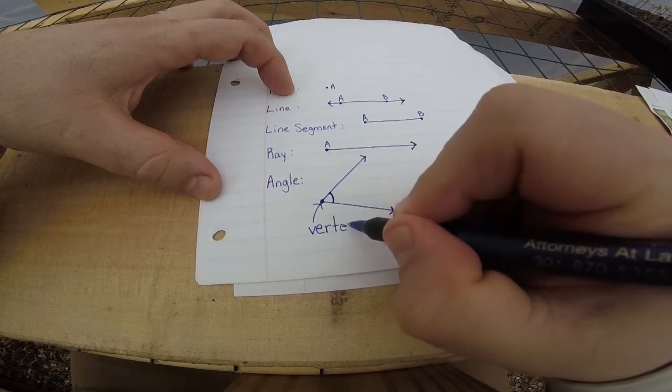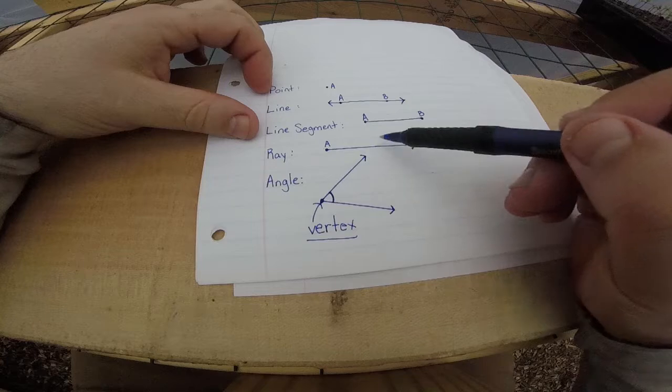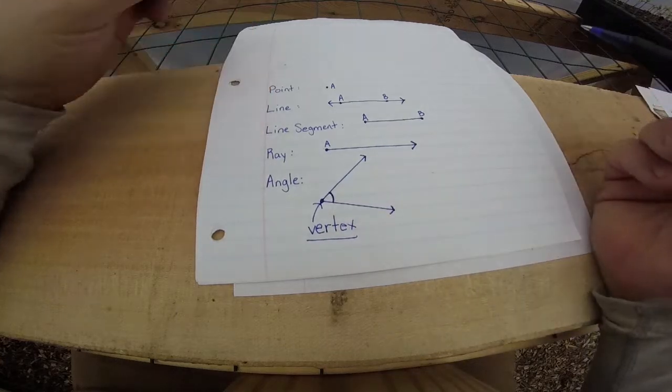T. E. X. It's called a vertex. That is the vertex of that angle. That is where both rays have a common point and they meet.